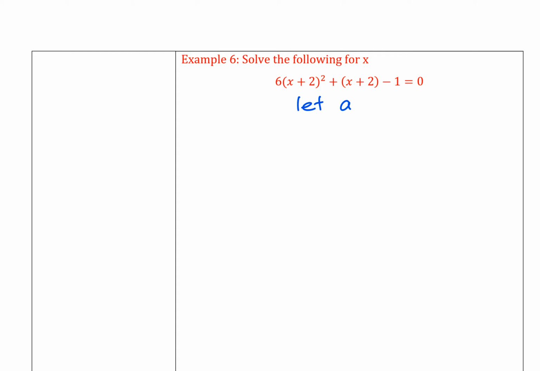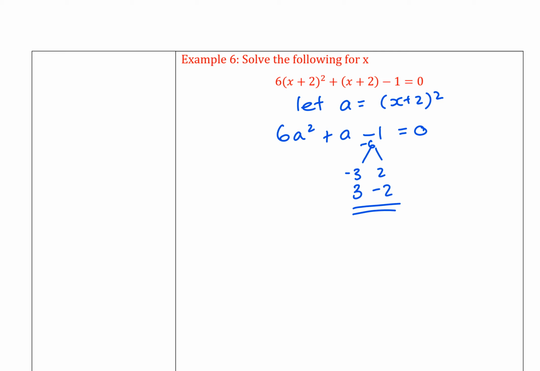Suppose I said let a equal x plus 2 squared. If this is the case, then my expression is now 6a squared plus a minus 1 equals 0. And so I could think, well, what are the factors of AC? The factors of negative 6 that add up to 1 could be negative 3 and 2, or 3 and negative 2. Because I need a positive number, these are the factor pairs that I'm going to choose. So I've got 6a squared plus 3a minus 2a minus 1 equals 0.